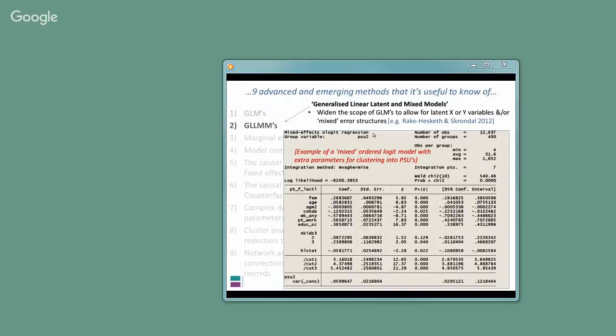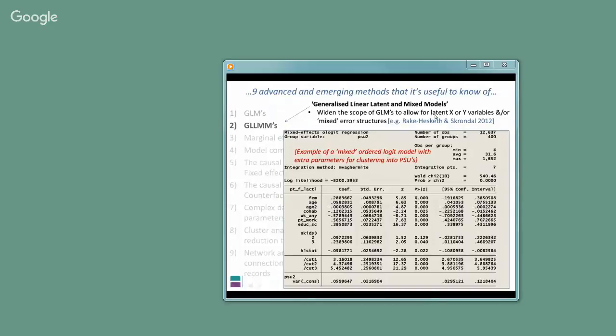GLMs allow for the possibility that the y or the x variables might actually be latent variables rather than real variables. And latent variable basically means they're a concept that we don't have a direct measure of, but we have a measure of something else that we expect is related to that concept.